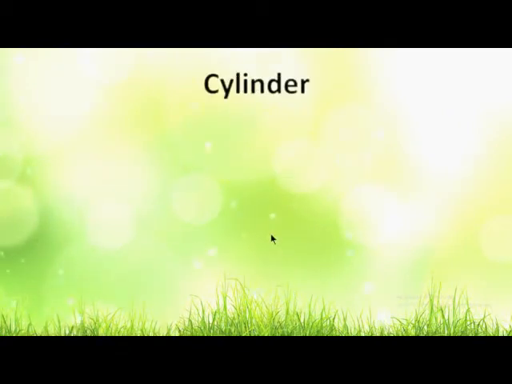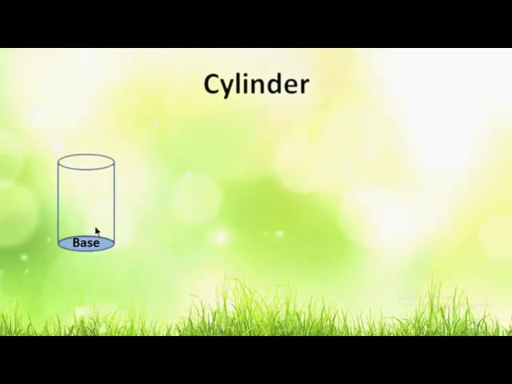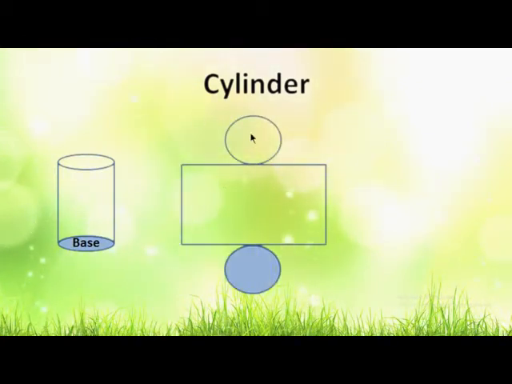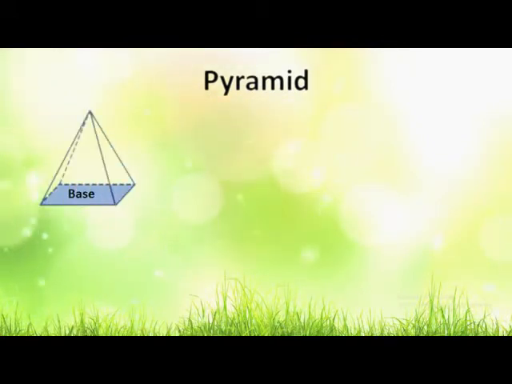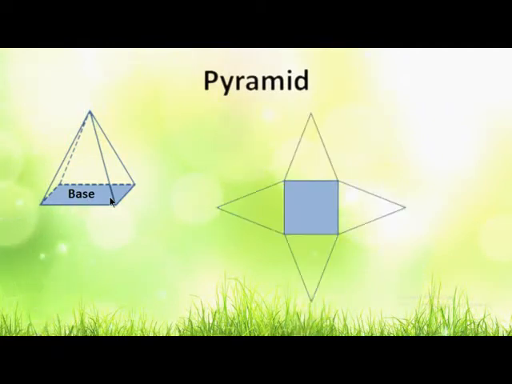How about the cylinders? This is the cylinder and this is the net of the cylinder. There are 2 circles and 1 rectangle that construct the cylinder. This is the height, and this side is the perimeter of the circle. How about the pyramid? Let's say this is a rectangular pyramid and this is the net of the rectangular pyramid. This is the base and this is also the base. The rectangular pyramid is constructed by 1 rectangle and 4 triangles.